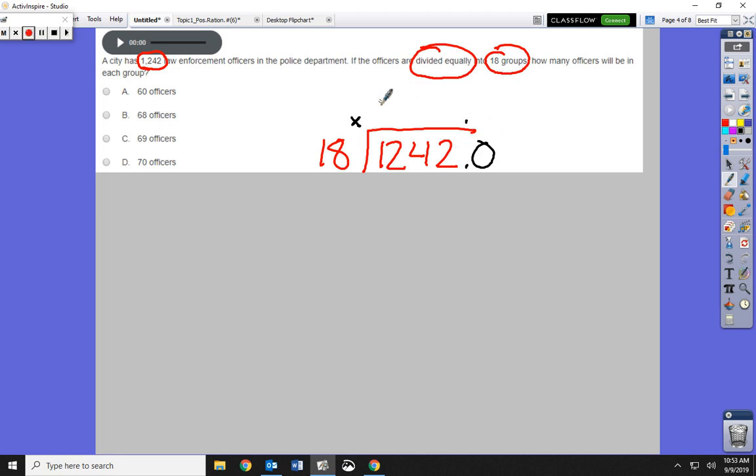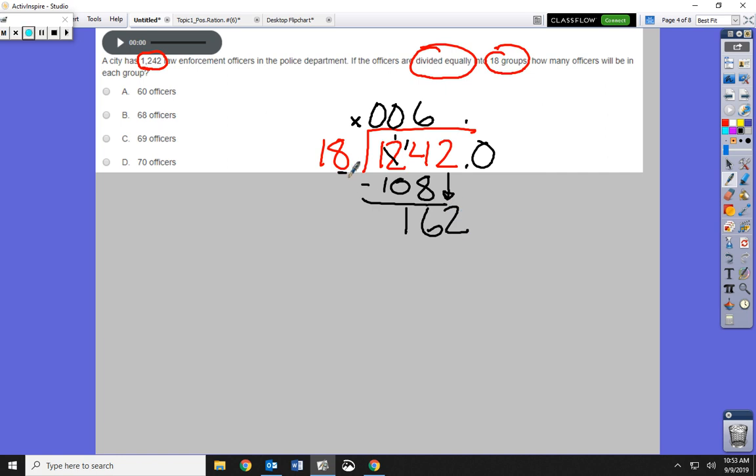Obviously, 18 times no whole number will give me 1, times no whole number will give me 12, but 18 times 6, let's go 18 times 6, 8 times 6, 48. 6 times 1 is 6 plus 4 gives me 10. I subtract. Let's make sure this remainder is less than my divisor. This becomes 14. 14 minus 8 is 6. This becomes a 1. 1 minus 0 is 1. That's good. It's less than. I'm going to bring the next digit down, which is a 2.